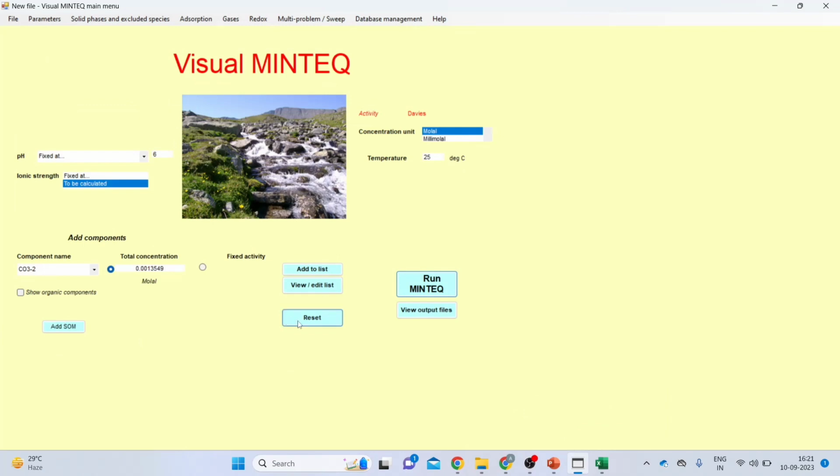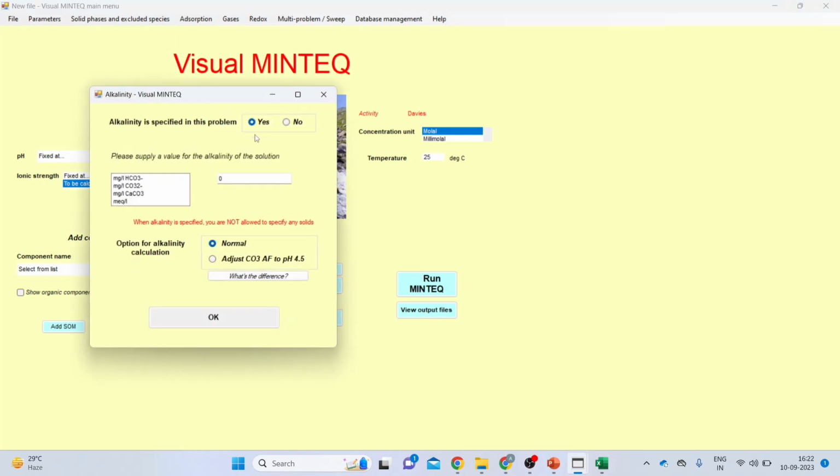So first what we are going to do is we will reset this. It is mentioned that the pH is fixed at 8, and we will specify the parameter. From the section parameter, we can specify alkalinity. Alkalinity is specified in this problem, and it is given as milligrams per liter of CaCO3.